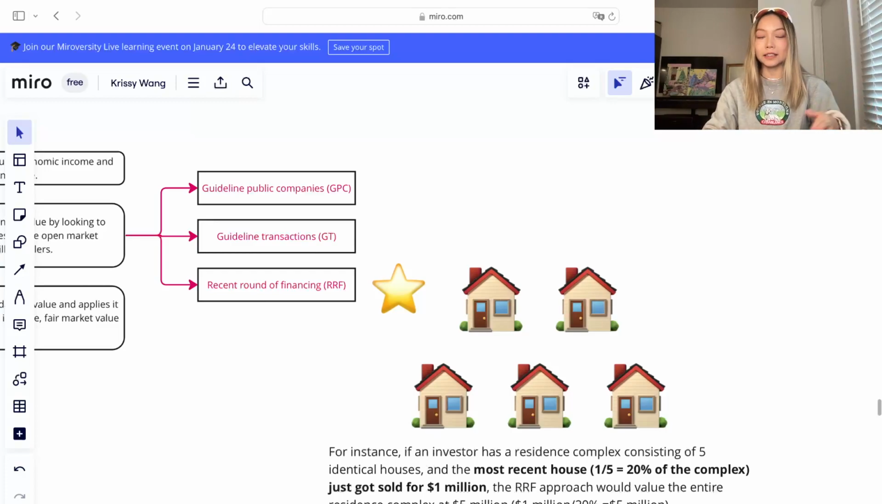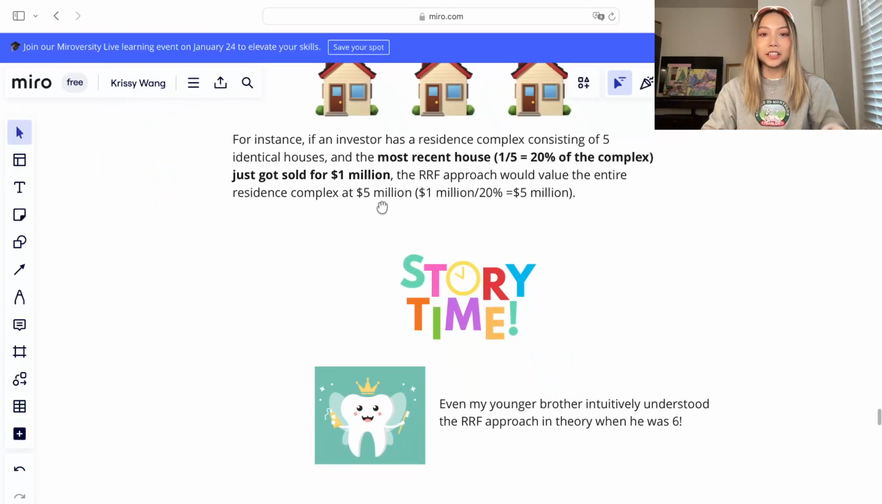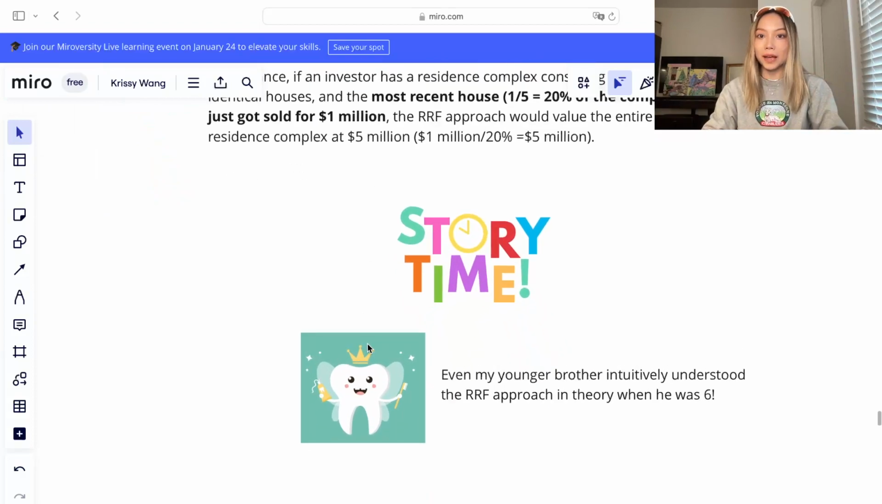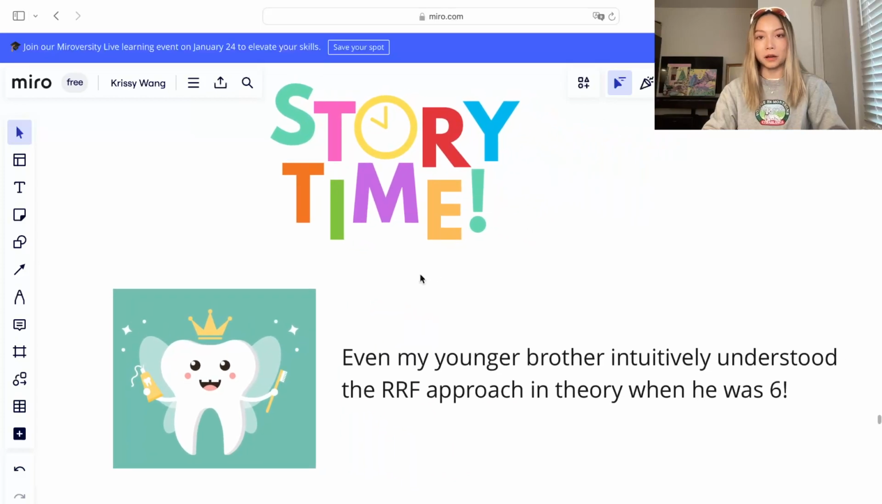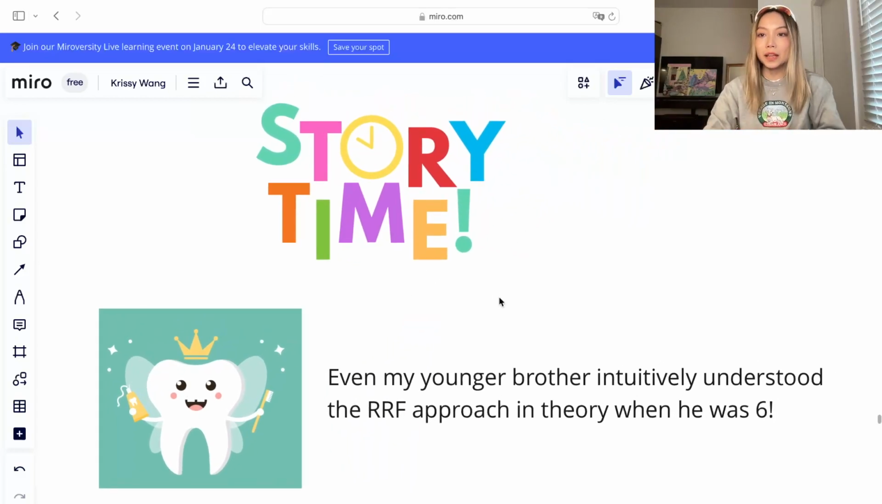And if this is still not easy to understand, I'll tell the story of my brother when he got paid for his teeth from the tooth fairy. It's something so intuitively understandable, even my brother at 6 could grasp. So when he was 6, this is only like 5 years ago, the market price was $1 per tooth, at least in our neighborhood. And he got paid for his first tooth, and he immediately asked me, oh my god, how much more money could I get paid?